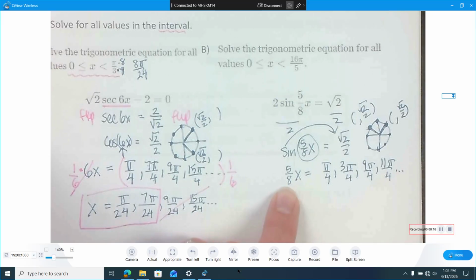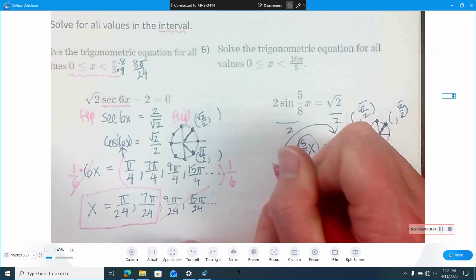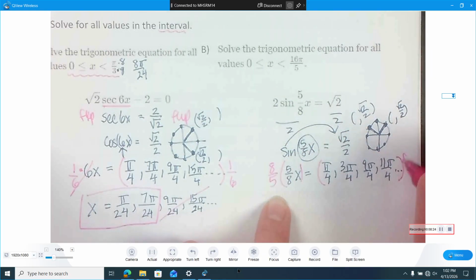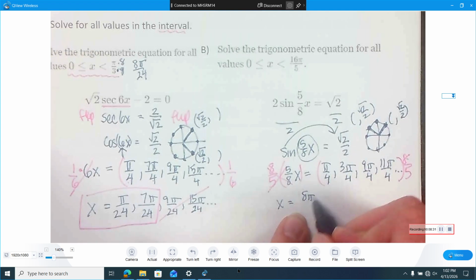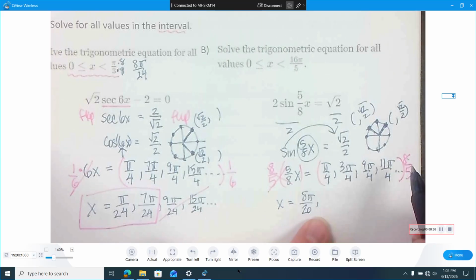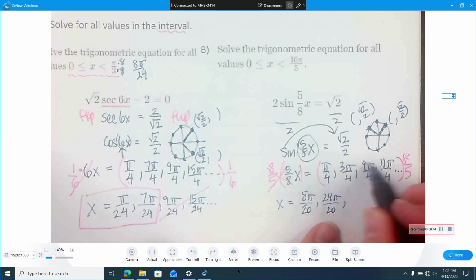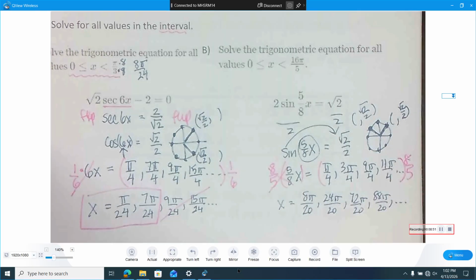How do I get x by itself? Yeah, multiply by the reciprocal, 8 over 5, just for ease there, that makes the multiplying much easier. So 8 times pi on top and 4 times 5 on the bottom, so I'm getting 8 pi over 20. Second fraction, 8 times 3 is 24 pi over 20, and then 72 pi over 20, and then 11 times 8 is 88 pi over 20, and there's lots more answers there.